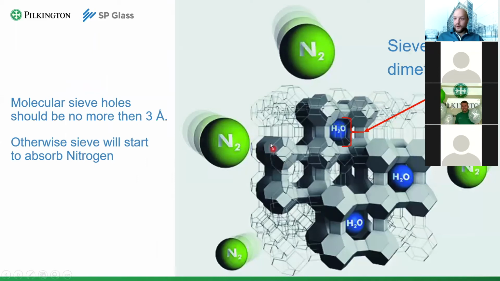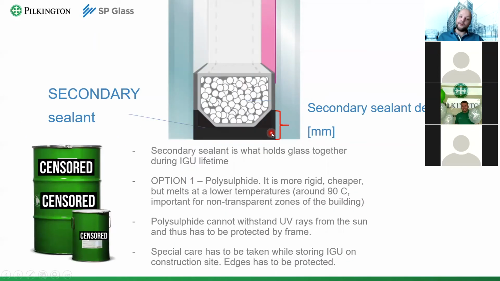So that's about it for molecular sieve. And now we are moving to one of the most important parts, the secondary sealant. Sorry for the censored mark. I have to put them after somebody noticed and said that we are promoting certain types of, let's say, polysulfide or silicone. So what does a secondary sealant do? The most important function of a secondary sealant is to hold the glass together. That is the material that holds the IG unit as a whole.